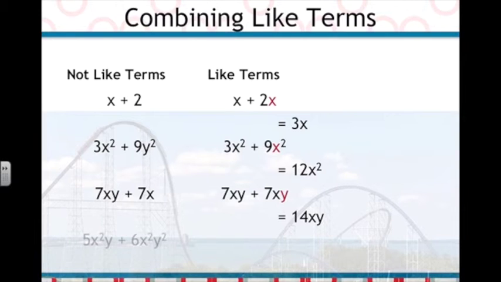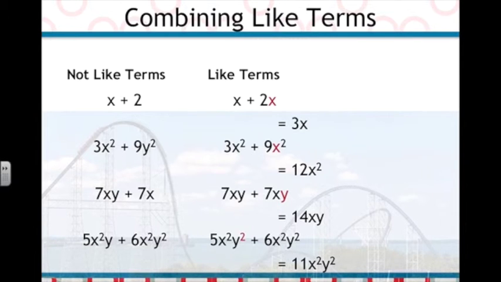Finally, 5x squared y plus 6x squared y squared both have x and y, and both x's are squared. However, y is to the first power in the first term, and it's squared in the second term, so these terms are not alike. If we make the y squared as well, like in the second pair of terms, we have all the same variables with all the same exponents or powers. So we can combine the like terms. 5x squared y squared plus 6x squared y squared equals 11x squared y squared.